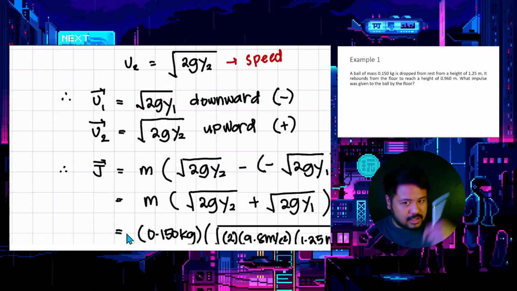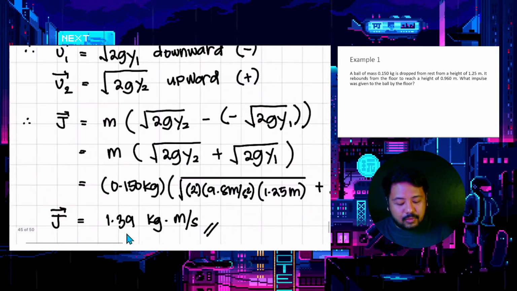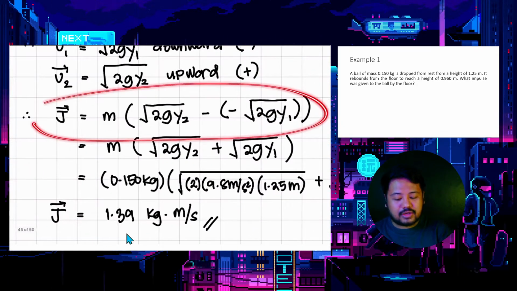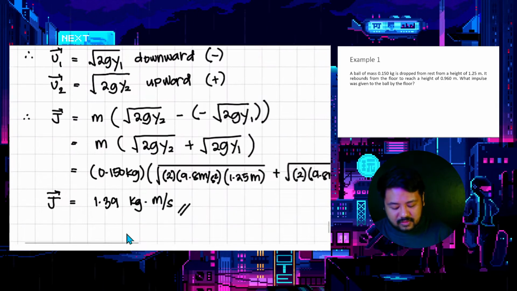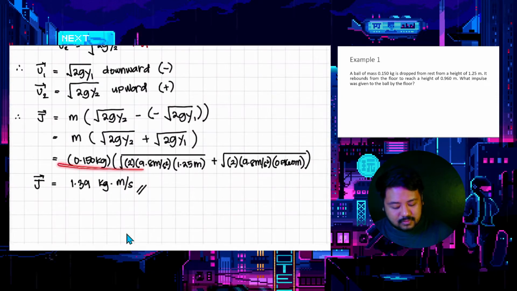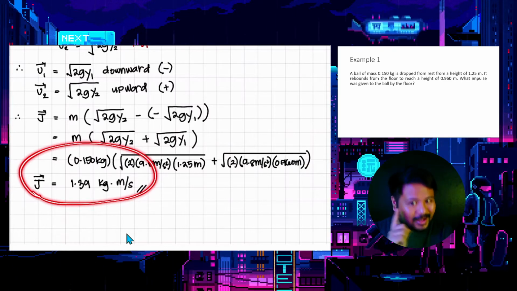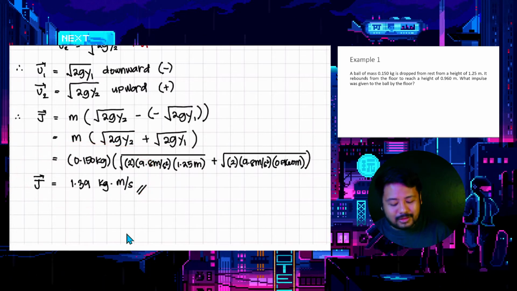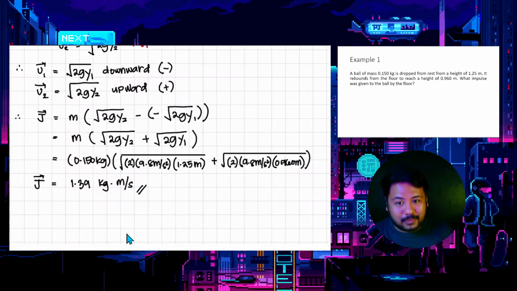So substituting our formula, this formula here with the negative and positive, we get this equation. That is our working equation. Substituting what we know, we now have this kind of long equation. It will give us a change in momentum, or an impulse, of 1.39 kilograms meters per second. So that's for example number 1.